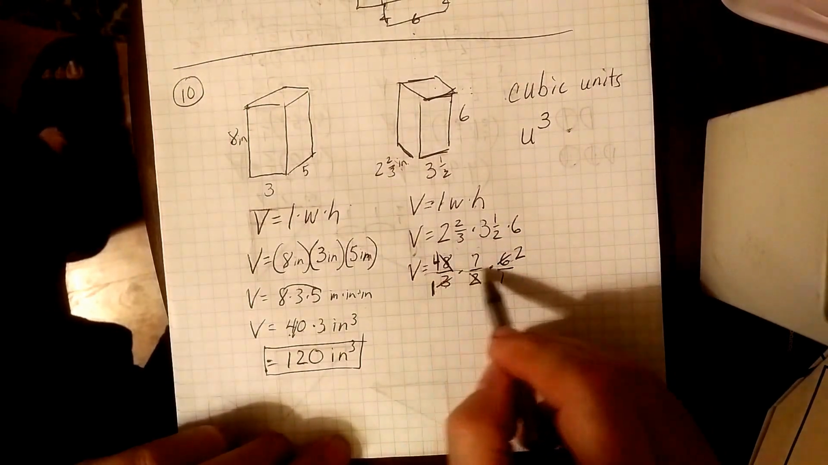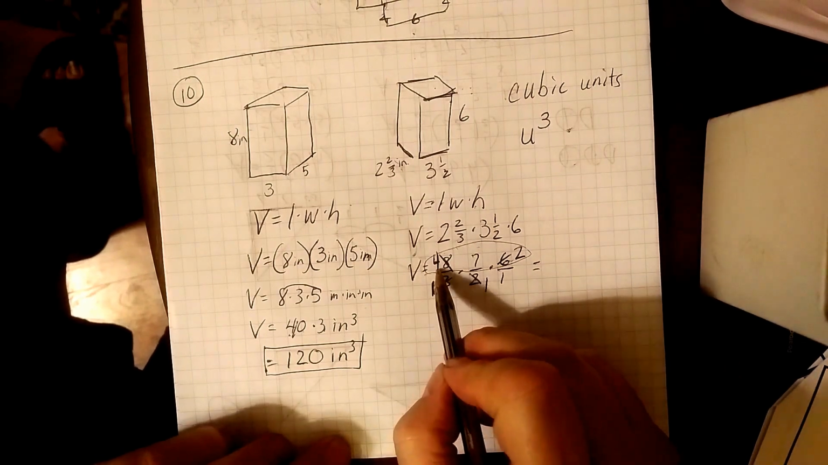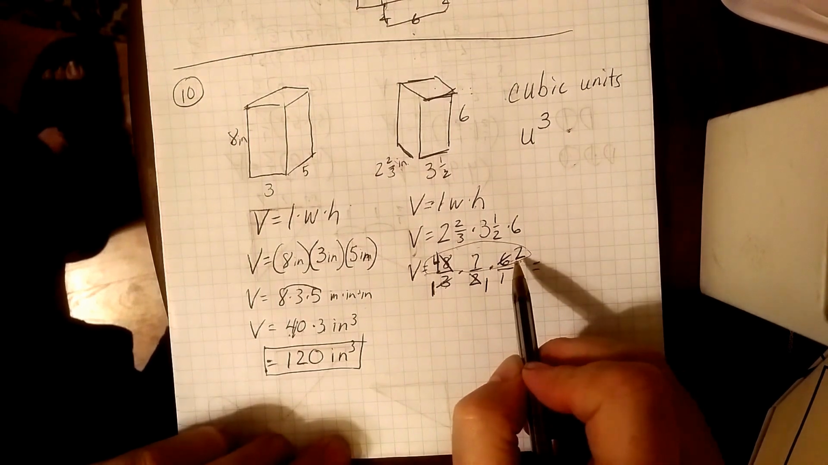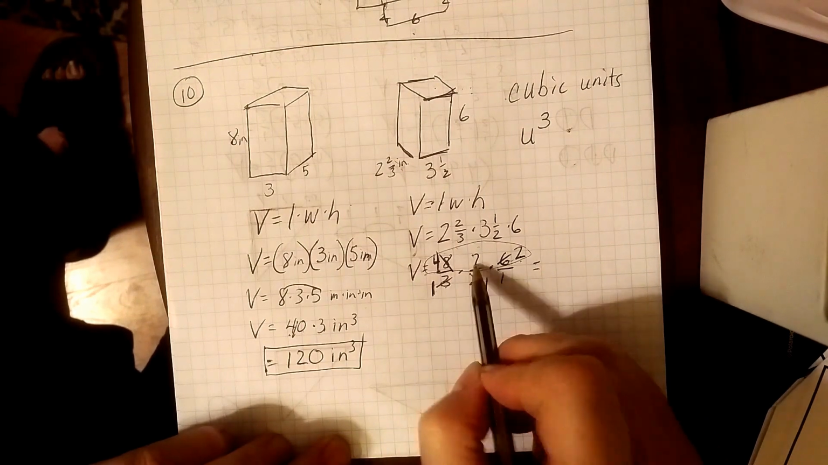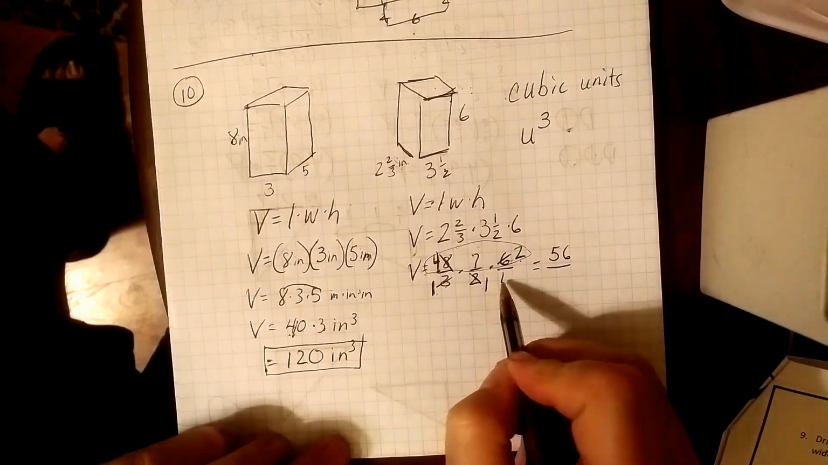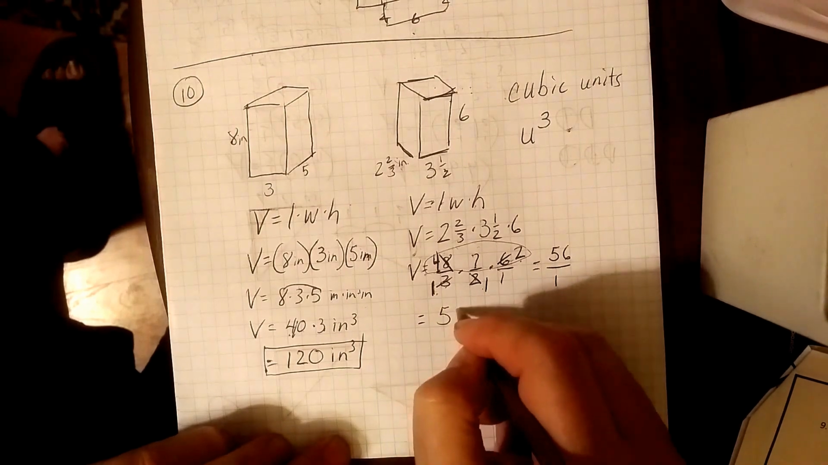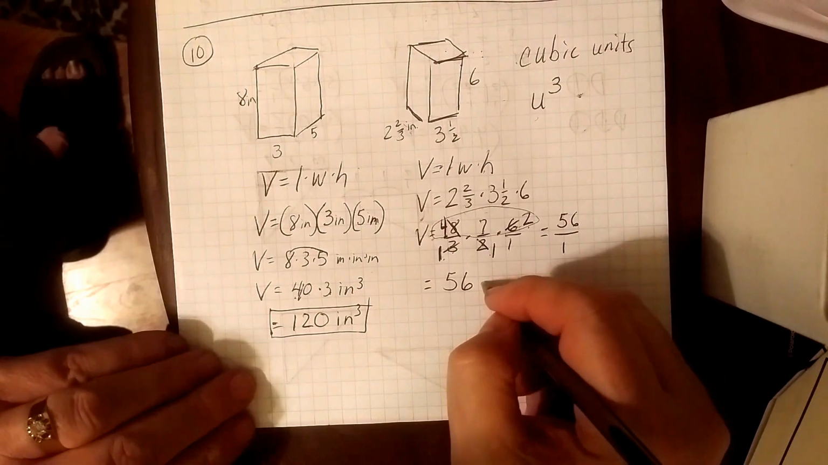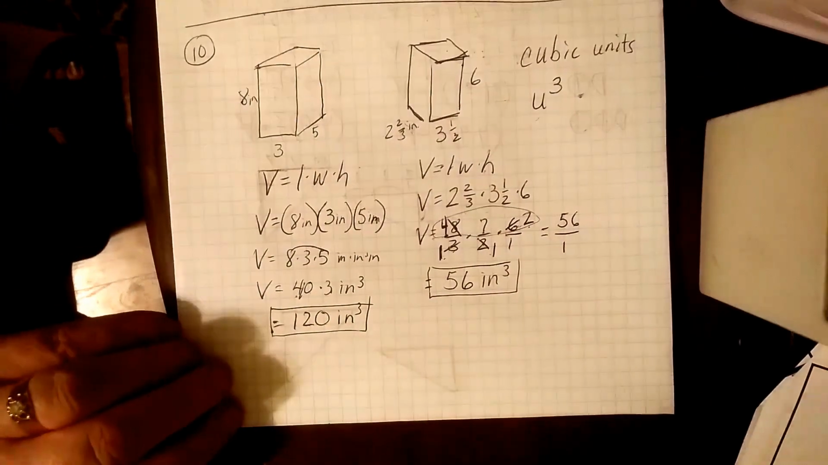So now I multiply the numerators across and the denominators. So 4 times 7 is 28 times 2, which we might not know what that is. But if we do 2 times 4, 8. 8 times 7 is 56. 1 times 1 times 1 is 1. And anything over 1 is itself. So that's 56. And this is volume, so it has to be cubic units. So it's 56 inches cubed. So that gives us our first part.